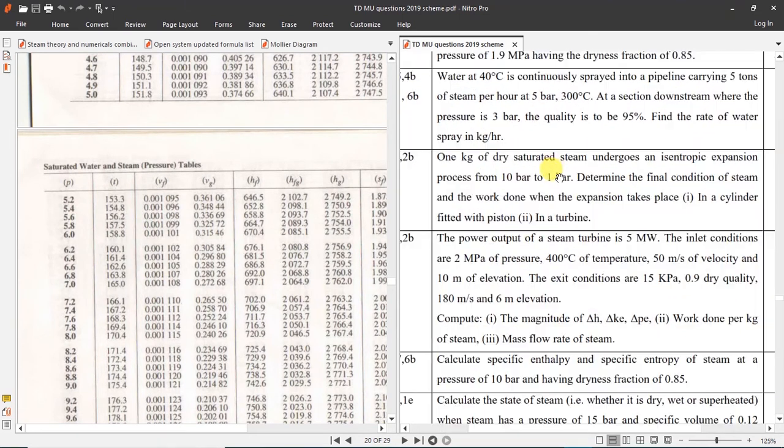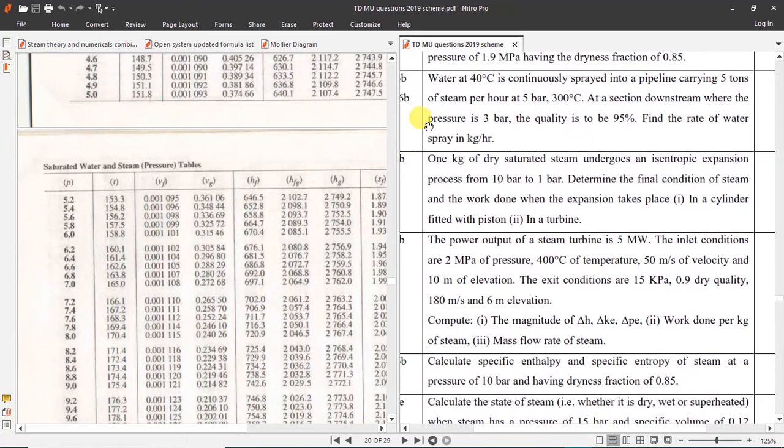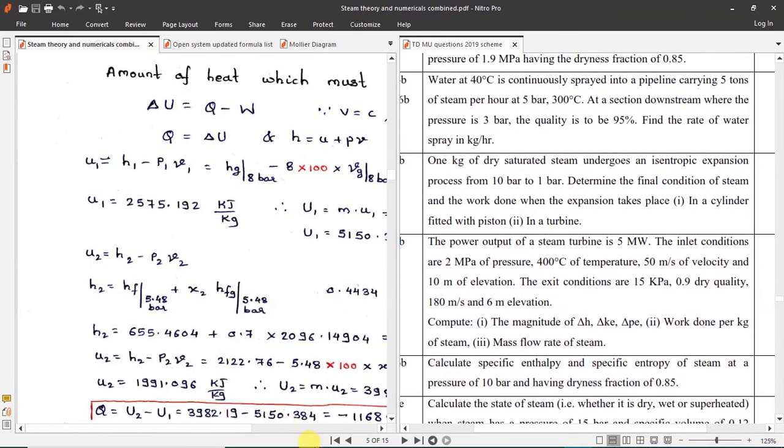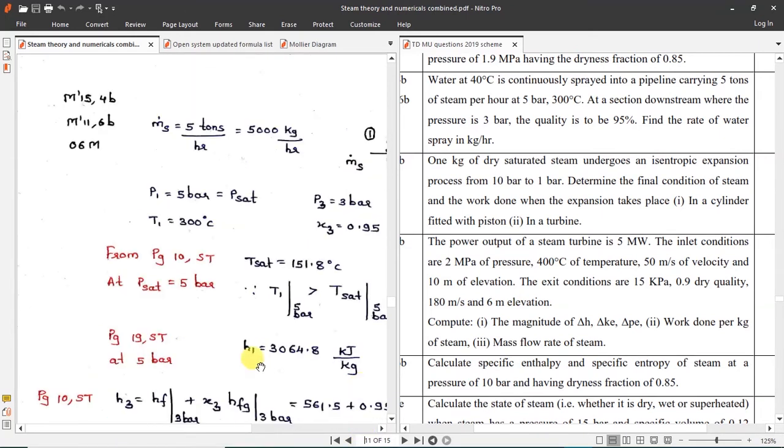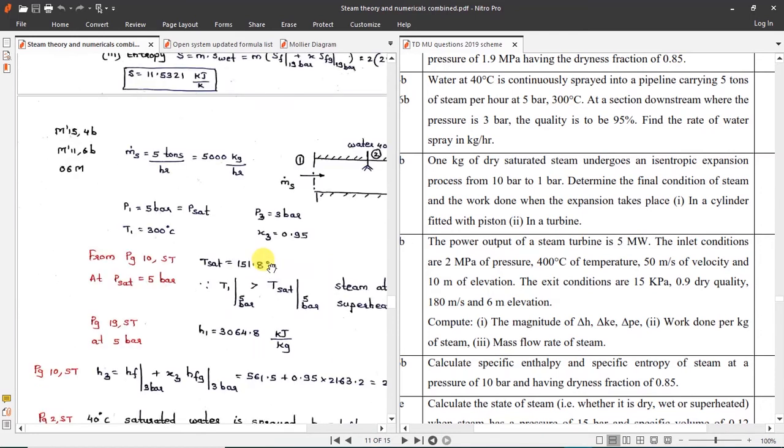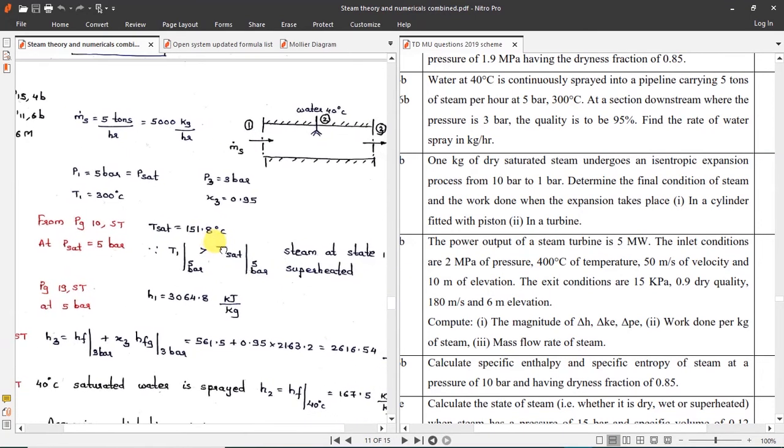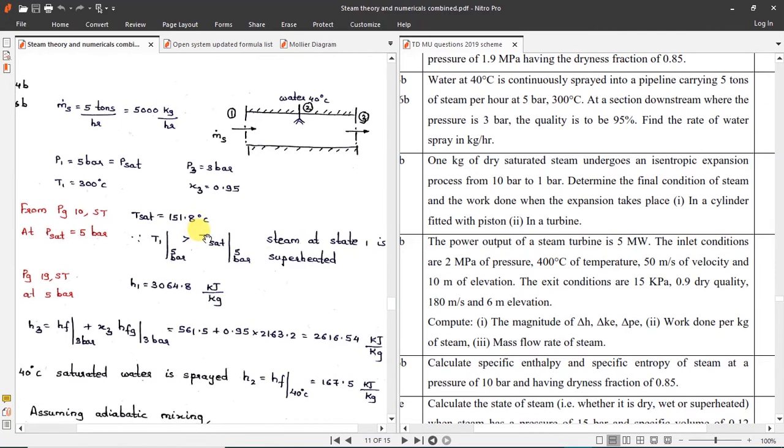Next question. Okay, so understand the question properly. A very typical question. Okay, not a regular question.